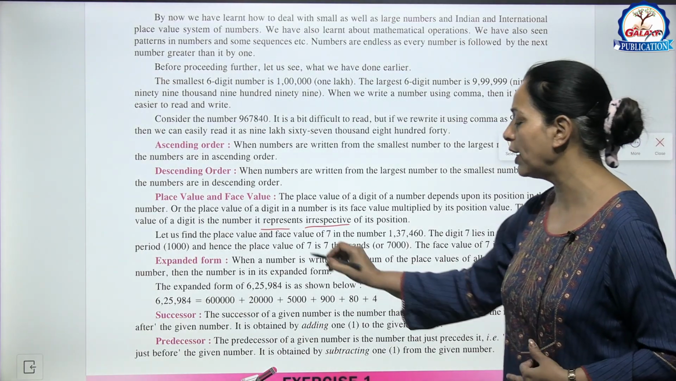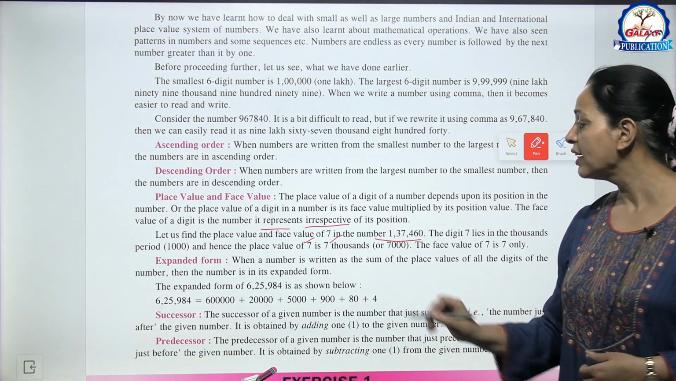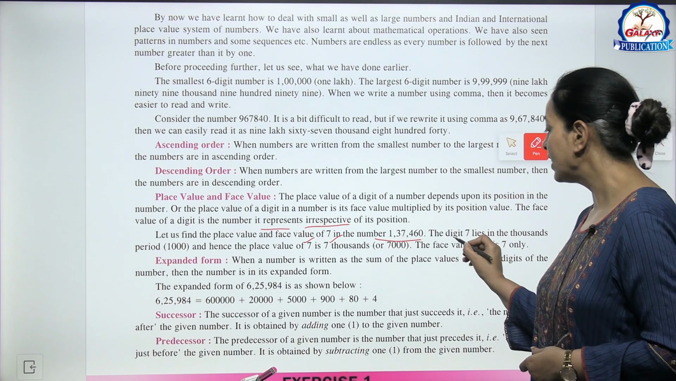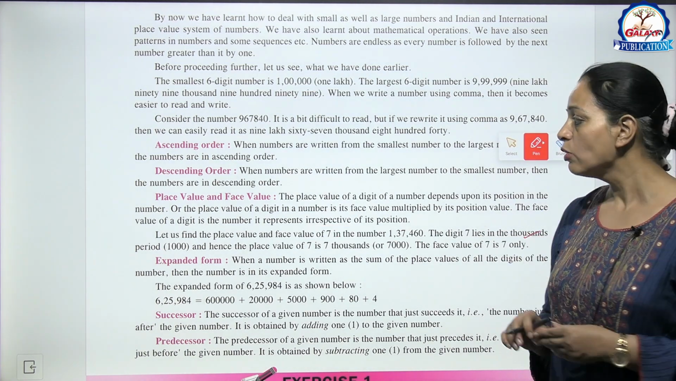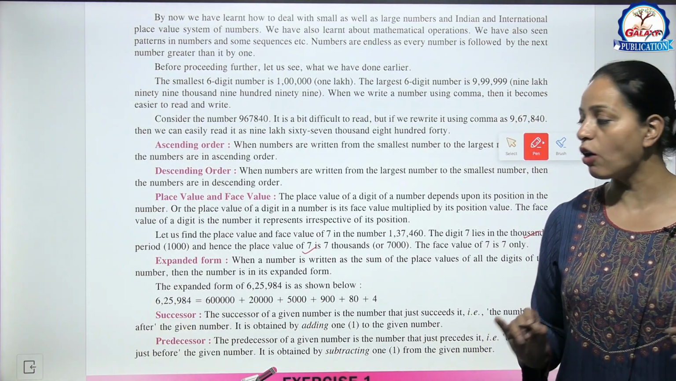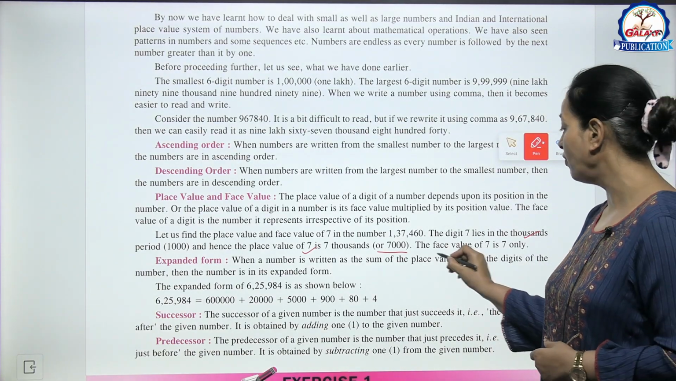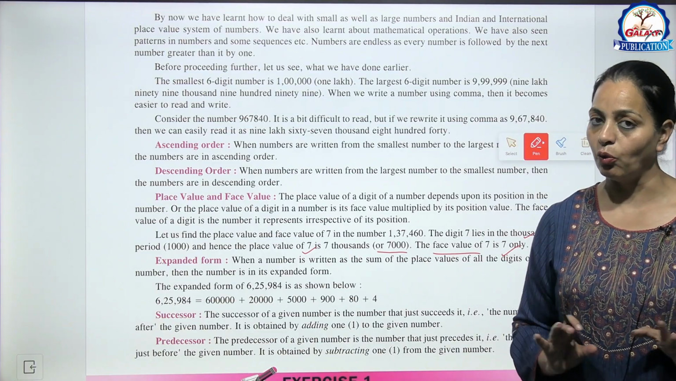Let us find the place value and face value of 7 in this number, 1,37,460. The digit 7 lies in the thousands period. So, hence the place value of 7 is 7,000, 7 multiplied by 1000. And the face value of 7 is that digit only, 7 only.